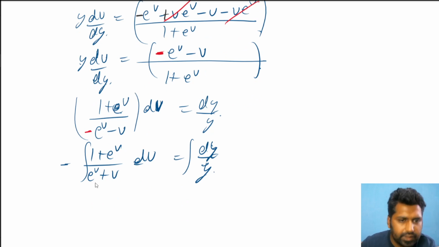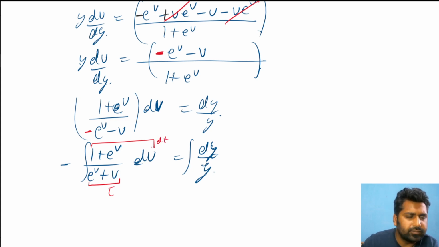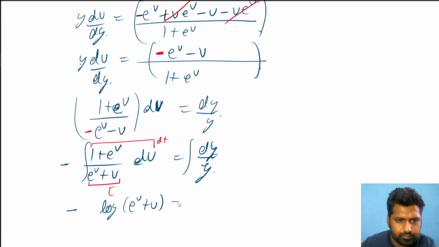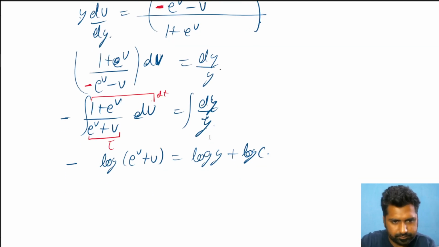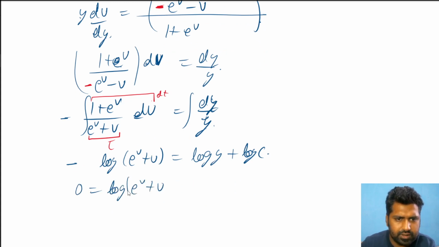Take this denominator as your t, this whole thing, e raised to power v plus v. Differentiation of e raised to power v is e raised to power v, and differentiation of v is 1, dv along with it, that becomes dt. So this is minus log t, meaning log of e raised to power v plus v, and this you want to take as log y plus a constant, so you will take log c. Now take all the logs on one side and combine them, so you will get 0 is equal to log of e raised to power v plus v, into y, into c. Everything will be multiplied: log a plus log b plus log c, multiplication.